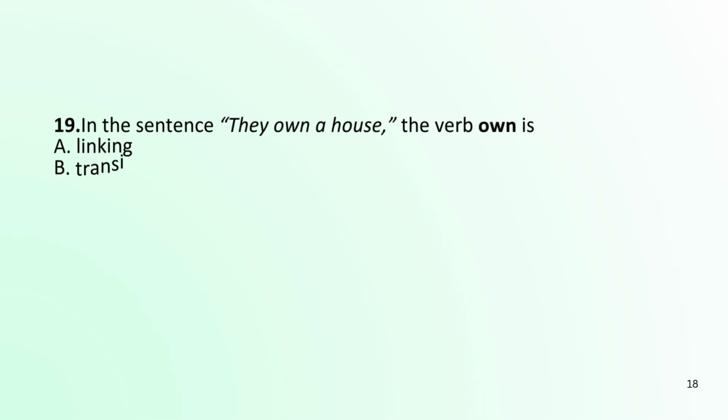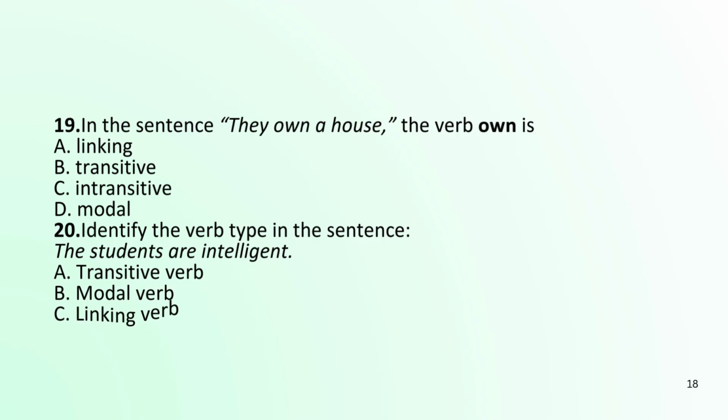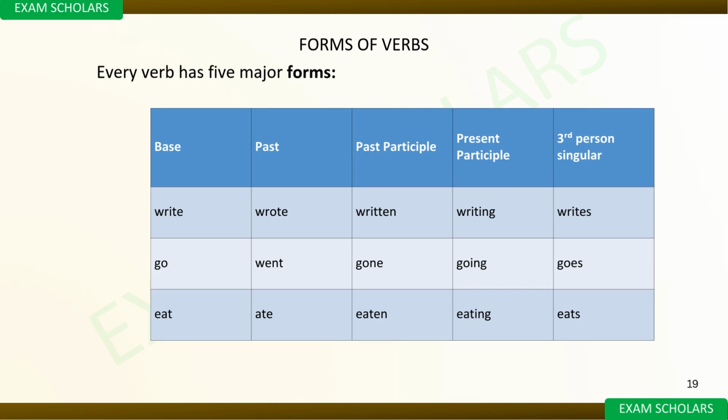So we have seen the types of verbs, action or lexical verbs, and we have mentioned our verb to be, verb to have, verb to do, our auxiliary verbs, which are the primary auxiliary and the modal auxiliary. We have seen the transitive and the intransitive verbs, as well as the linking or copular verbs. Now we are going to look at the forms of verbs. What are the forms of verbs?